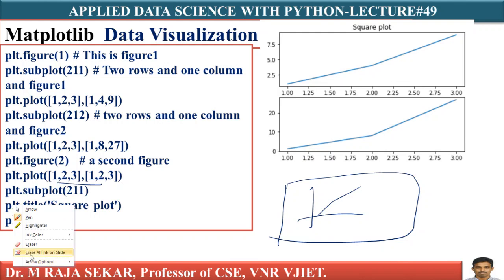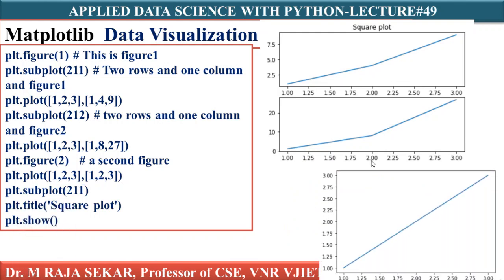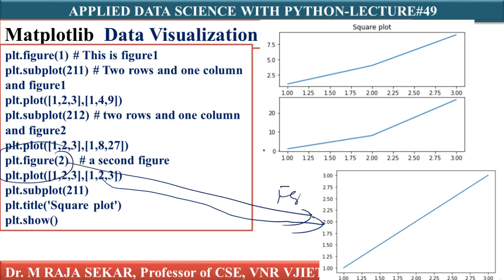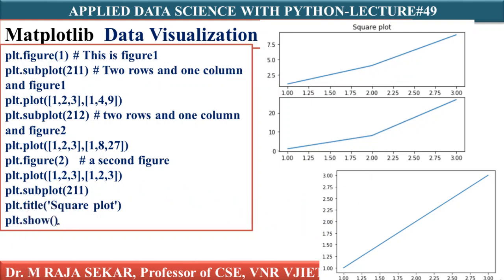That's what it says. You will get a straight line, nothing more than that. How did you get it? Because of plt.plot(1, 2, 3, 1, 2, 3). This is figure 2. This one is figure 1, which is split like this. In this figure 1, this is figure 1 and this is figure 2. You must understand that. Here you have not split this portion. Now just try to analyze so that you can understand.